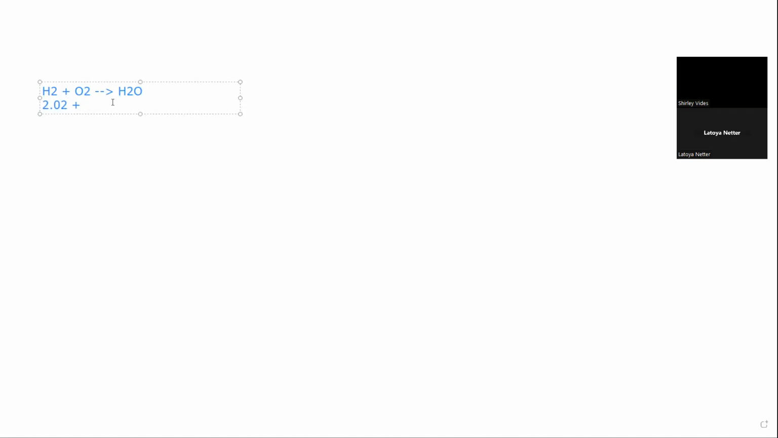And then we have oxygen, which in the periodic table is 16, right? So times 2 is 32. All right, and that should be equal, right? Because according to the law of conservation of matter, that's how it should be. Again, 2.02 because we have two hydrogens, but we only have one oxygen on that side, right? So if you look at this, that would be 34.02, right? It's not equal to 18.02.